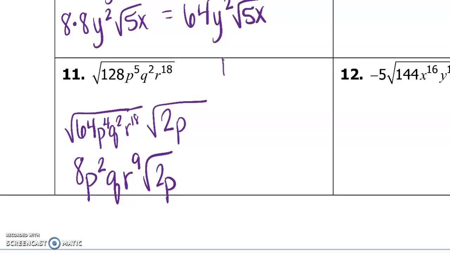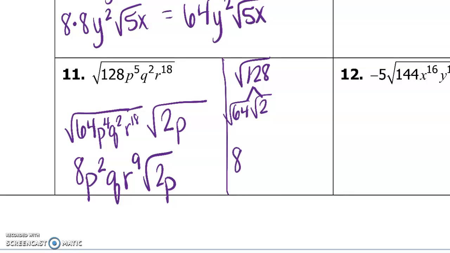If I were to just do this on my own, I would do the 128 separately. So I would do the 64 and the 2, square root, square root. So I know I have 8 and the square root of 2 somewhere. Then I would go back and do this part on its own. How many times does 2 go into 5? Twice, with 1 left over. So I write p squared on the outside and then a p on the inside.